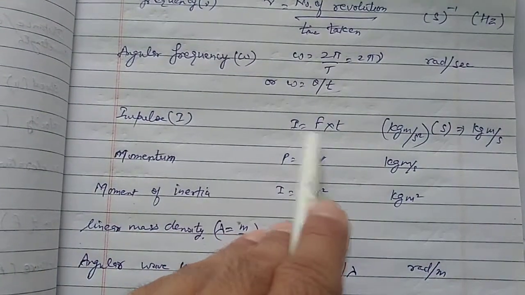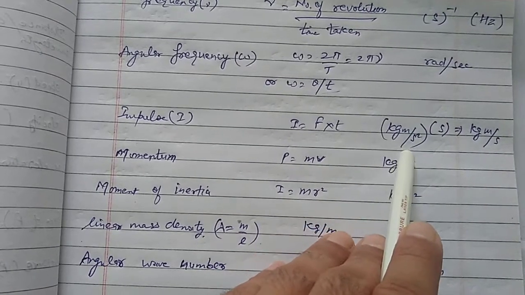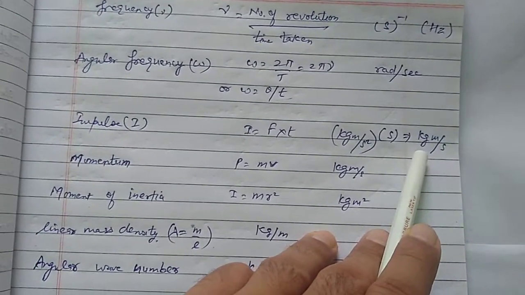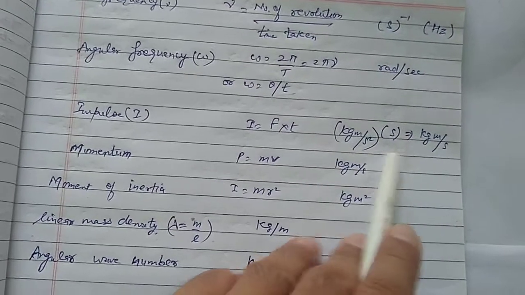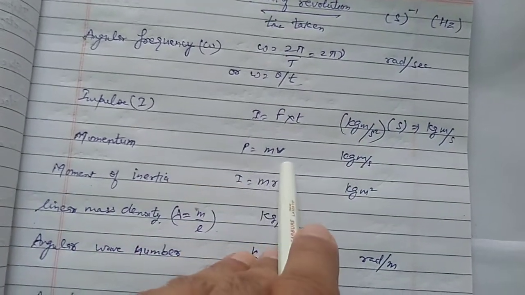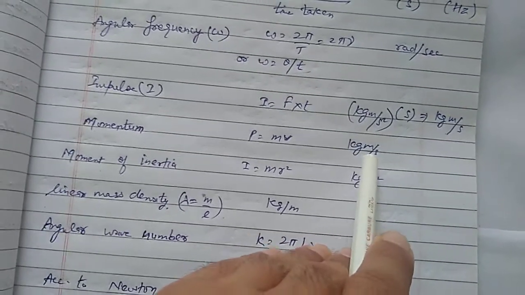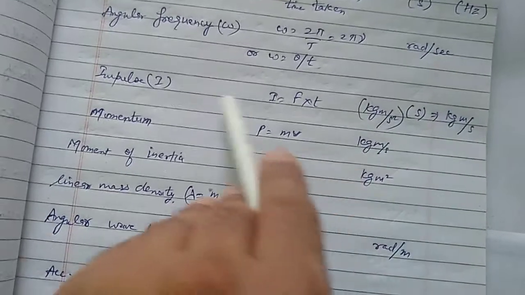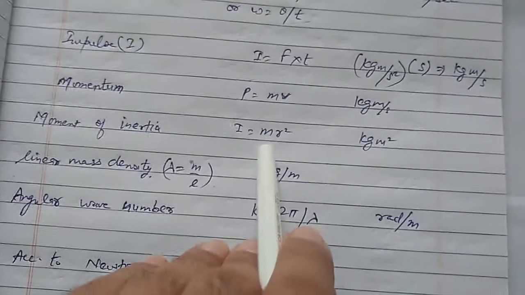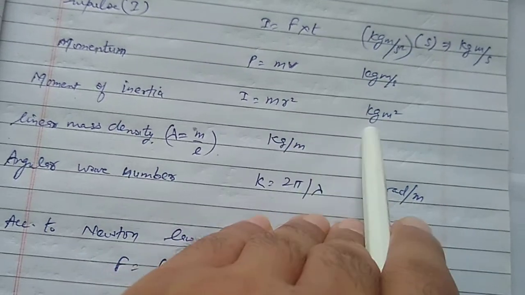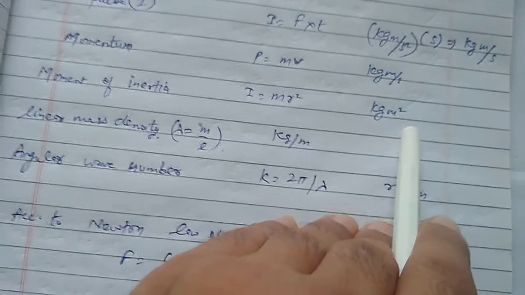What is impulse? Force into time. As I told you, kilogram meter per second square is the unit of force and time unit is second. One second gets cancelled out, so you are left with kilogram meter per second. And momentum, mass into velocity: mass unit is kilogram, velocity unit is meter per second, kilogram meter per second. So it means they both have the same unit. Impulse and momentum have the same units. Moment of inertia is mass into square of the distance. Mass unit is kg and distance unit is meter, so kg meter square.